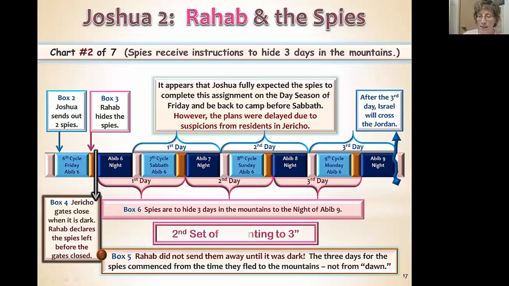There is your second set of counting to 3. It's a little bit different. When Joshua said you're going to cross the Jordan in 3 days, remember, that starts in the morning. But the spies, their 3 days didn't start till the dark.